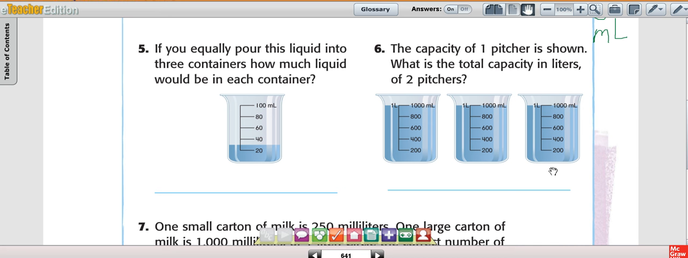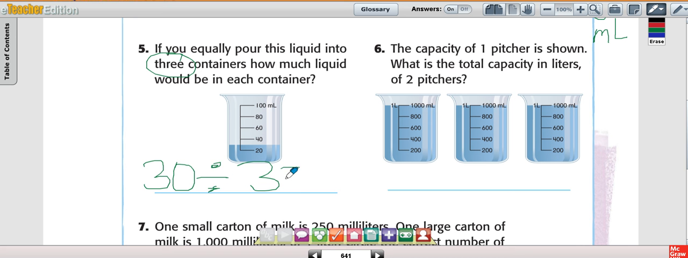So now look at 5. It says if you equally pour this liquid into 3 containers, how much liquid would be in each container? So what's between 40 and 20? 30, right? 30. Have I divided into how many containers? 3. Obviously, I'm going to use division. So then how much it would be in each container? 30 divided by 3. 10. Excellent. Very nice. You did tell me I forgot to put milliliter.